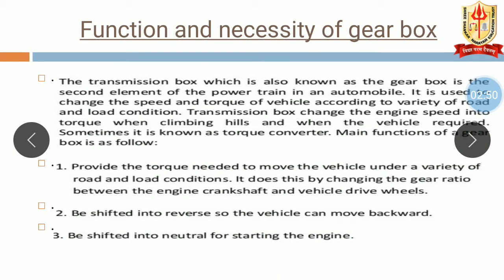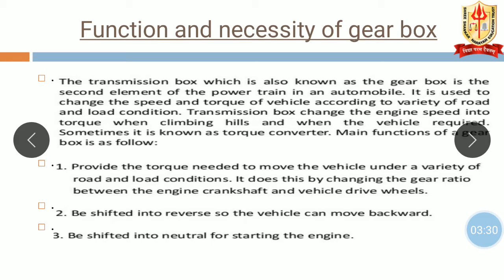Now, the function and necessity of the gearbox. The transmission box, also known as the gearbox, is the second element of the powertrain in an automobile. It is used to change the speed and torque of the vehicle according to the variety of road and load conditions. The transmission box changes the engine speed into torque when climbing a hill and when the vehicle requires it. Sometimes it is known as a torque converter.